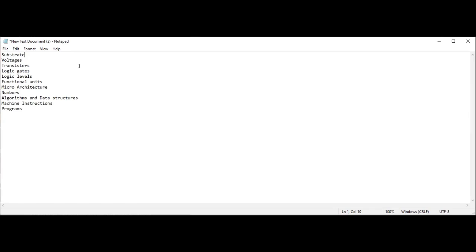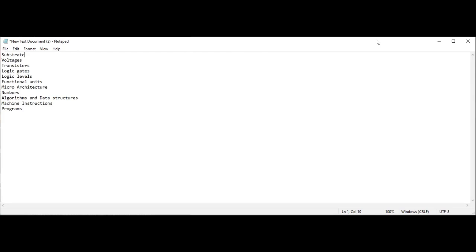And algorithms, data structures, machine instructions. So towards the bottom, you have more software stuff, and towards the top, you have more hardware stuff, right? Okay, so that's very good. That's quite good, and a lot of things are very correct here.